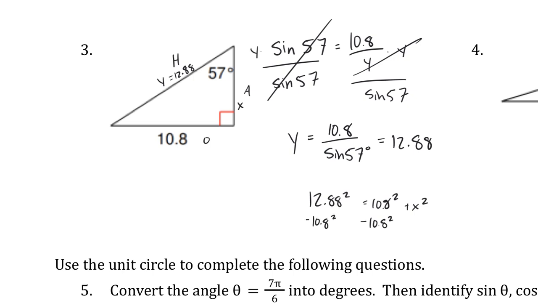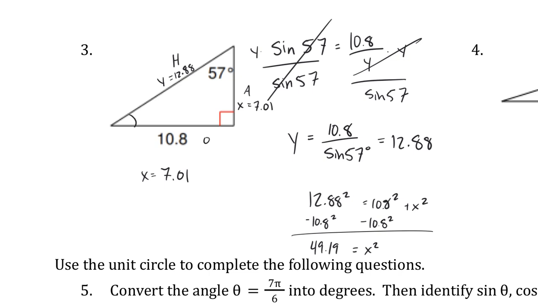And I will get that squared minus 10.8 squared is 49.1619, excuse me. That's what x squared is. So x equals the square root of that. So x is 7.01.